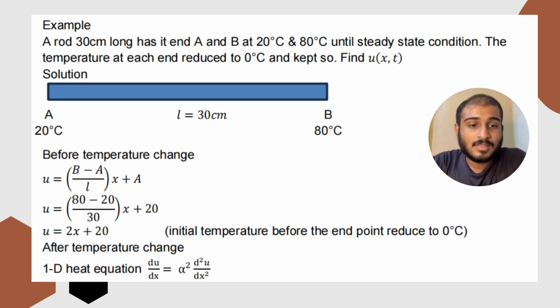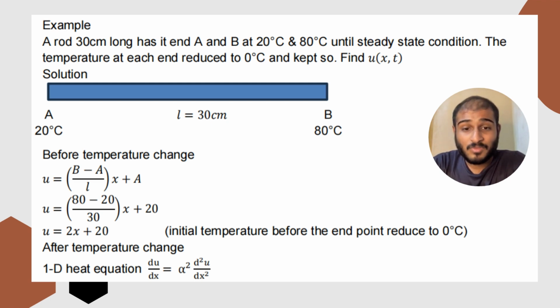Now in this slide we will look further into an example of a partial differential equation. A rod 30 cm long has its ends A and B at 20 and 80 degrees Celsius until steady state condition. The temperature at each end is then reduced to 0 degrees Celsius and kept so. Find u in terms of x and t. Based on the diagram, we can see a rod with a 30 cm length with an initial temperature of 20 degrees Celsius and a final temperature of 80 degrees Celsius.